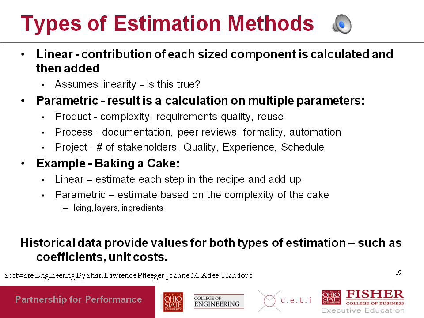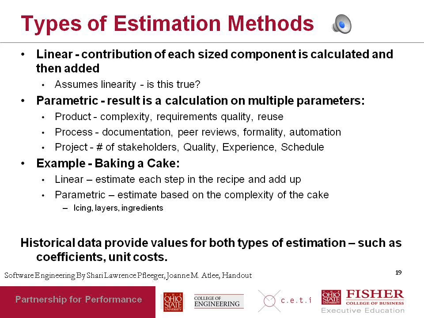So let's take the example of baking a cake. An example of using linear estimation to estimate how long you might take to bake a cake would be to look at the recipe, estimate each step in the recipe, and just add up the effort for each step to get the total estimate for baking the cake.